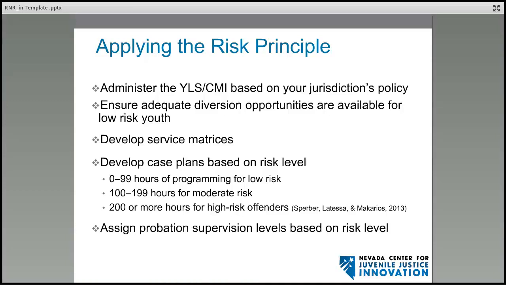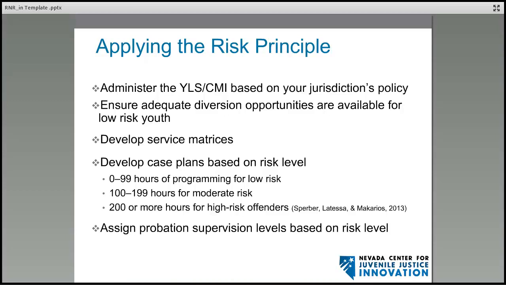To respond to each youth individually based on their unique risk and needs, and to do so in a consistent manner, it's important to develop service matrices that identify which services are available and appropriate for youth at each risk level. Case plans should also be based on risk level because low-risk youth require less time and attention than higher-risk youth. Higher-risk youth should receive more hours of treatment programming than lower-risk youth.